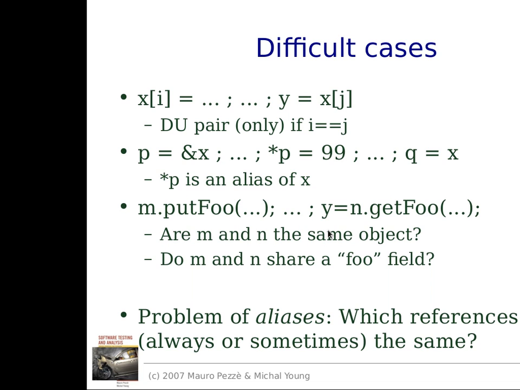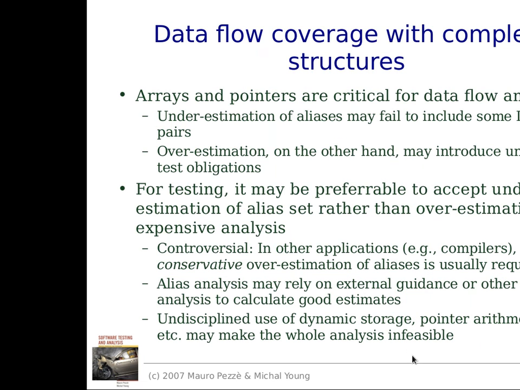because this is what I'm talking about, where pointers are actually being used. These are different objects. It's hiding pointers from you to make your code easier, but it's still the same thing. How do you know if M and N are the same object? How do you know they're pointing to the same object? Do M and N also share a common foo field? So the problem here is aliasing: which references are always or sometimes the same.